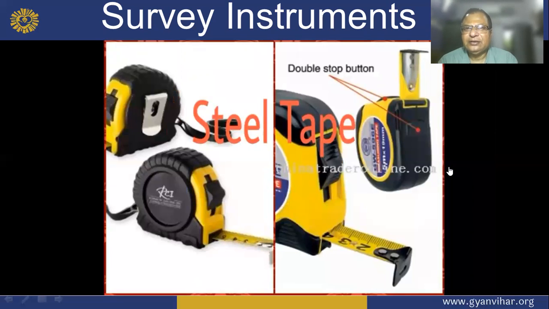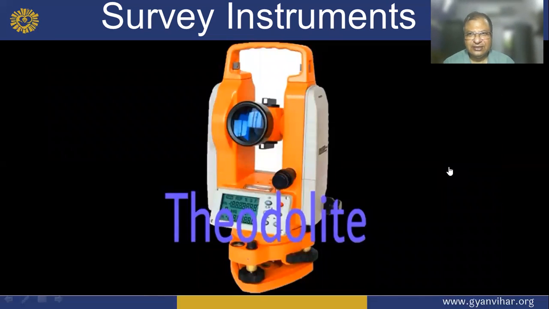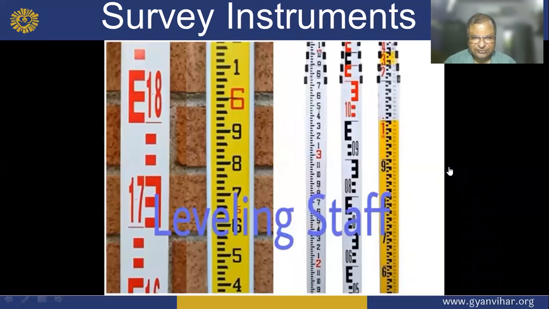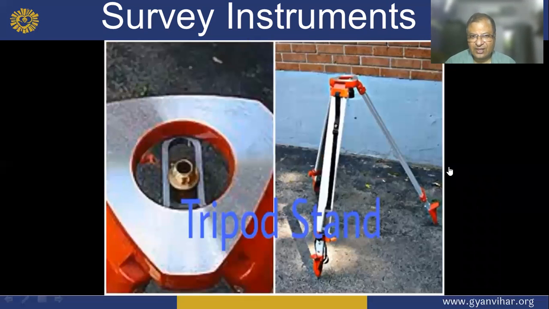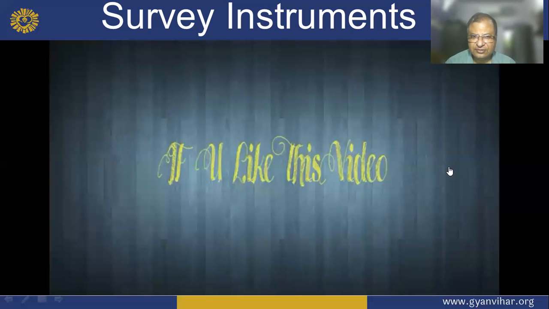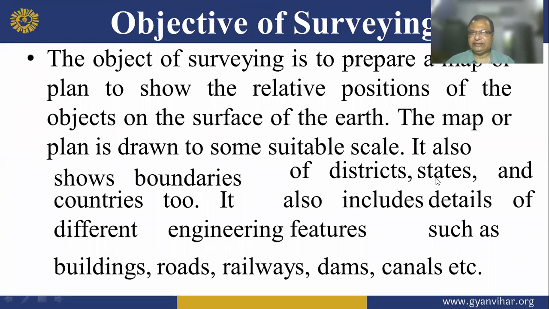And there is a double stop button. This is the plane table. And this is the theodolite. This is the auto level. This is the long staff. This is the tripod. This is the ranging rod. And thereby, they all are the weapons of the engineer to do the work. All are instruments.